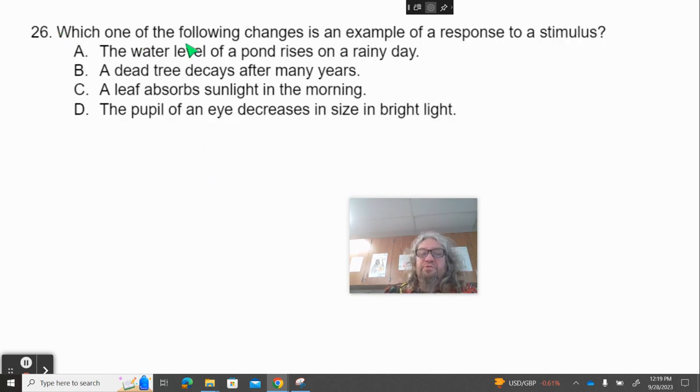Number 26, which one of the following changes is an example of a response to a stimulus? Is it A, the water level of a pond rises on a rainy day? B, a dead tree decays after many years? C, a leaf absorbs sunlight in the morning? Or D, the pupil of an eye decreases in size in the bright light?